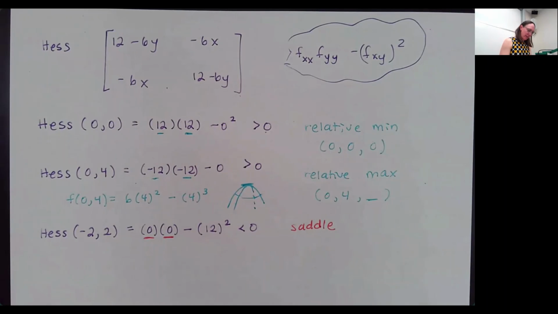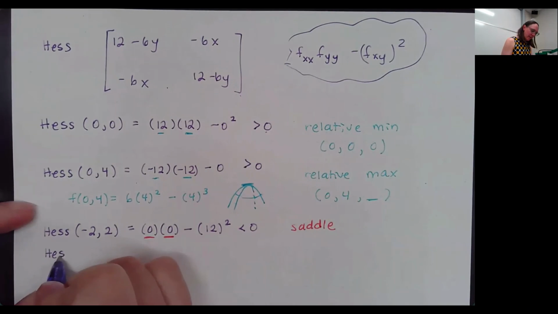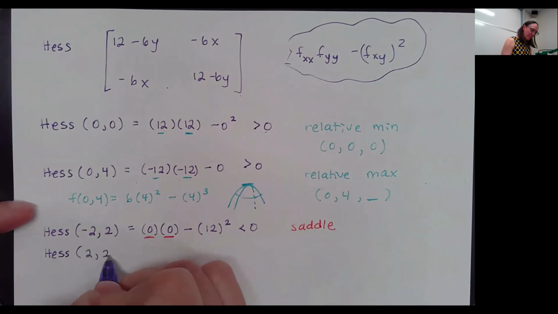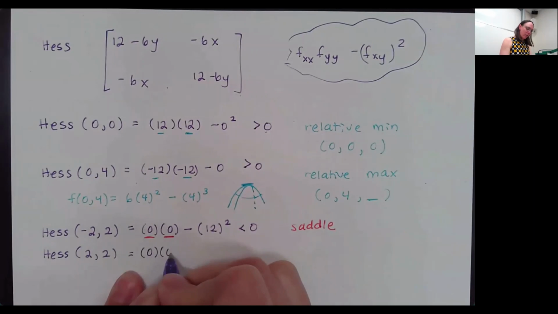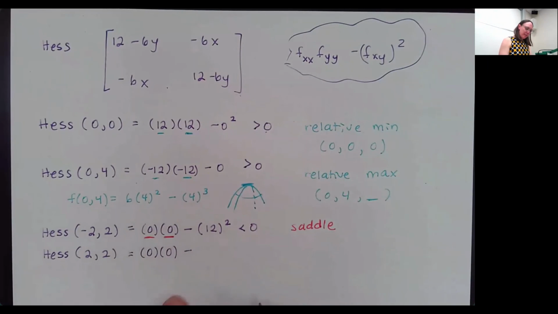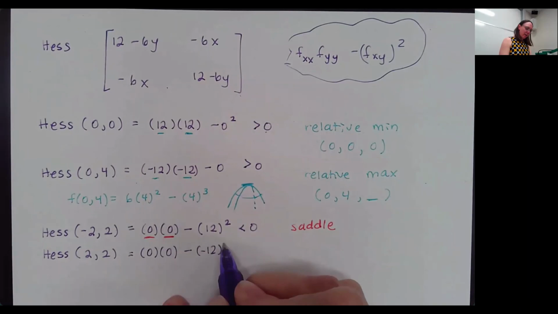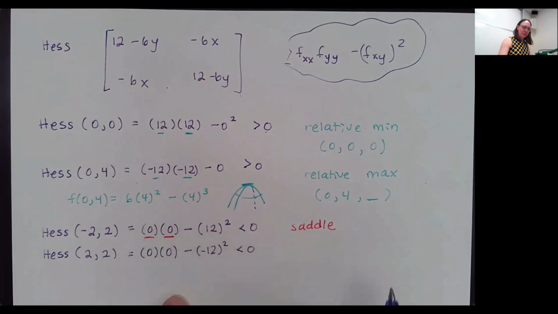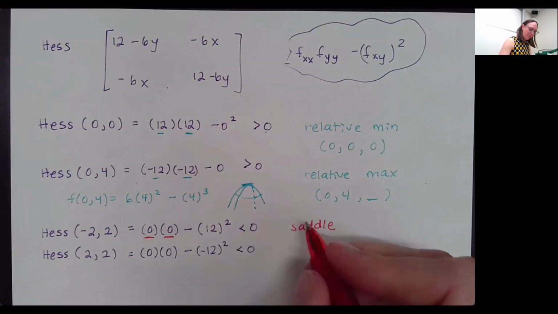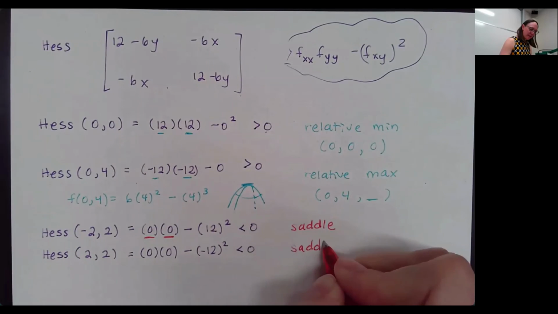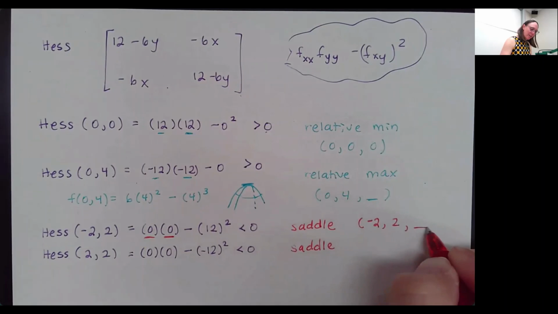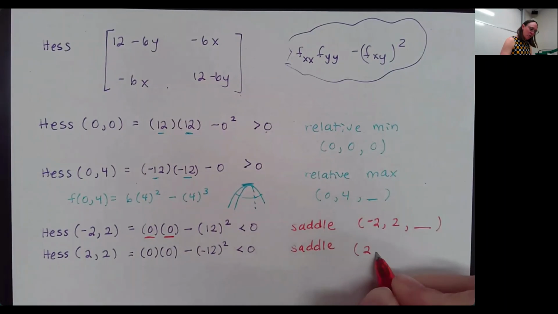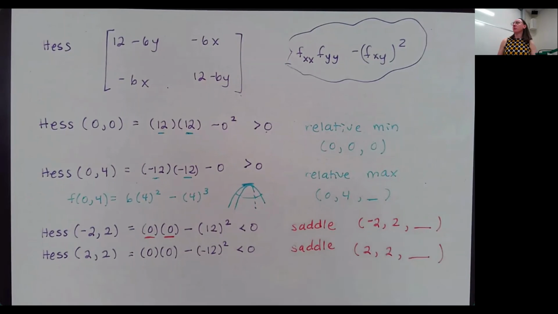One last one to do here, the Hessian at (2, 2). Same thing's going to happen on my fxx, fyy. This will be a -12 squared, but that's still going to give me a value less than 0, and this is also a saddle. And again, if I were putting this into WebWork, it is important. WebWork is asking you for the point, which means you do have to plug it in and figure out what that z value is.